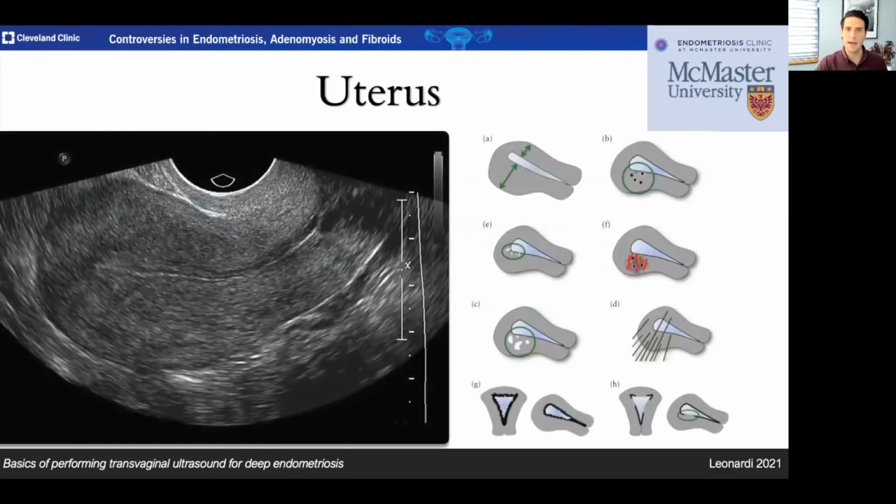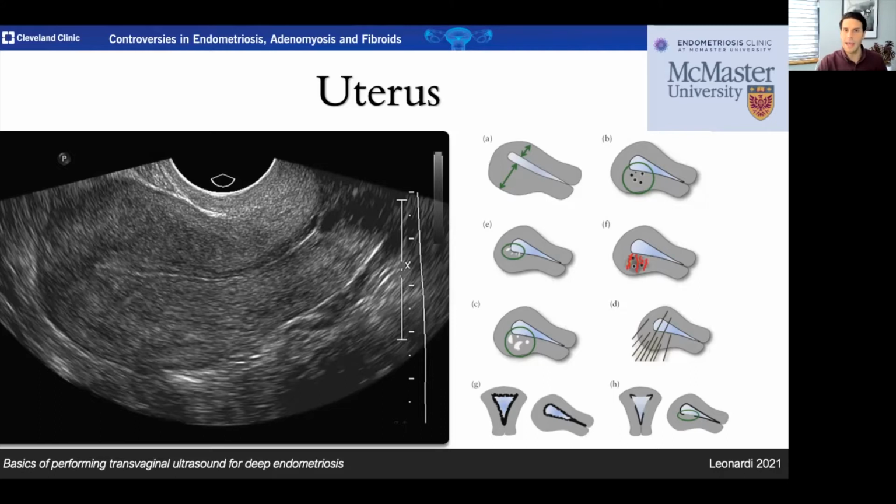Here we have on the left a very normal appearing anteverted uterus. The myometrium is very homogeneous. We have a beautifully depicted endometrium and a junctional zone around. On the right, we have the graphics that the morphologic uterine sonographic assessment, the MUSA group, has proposed.